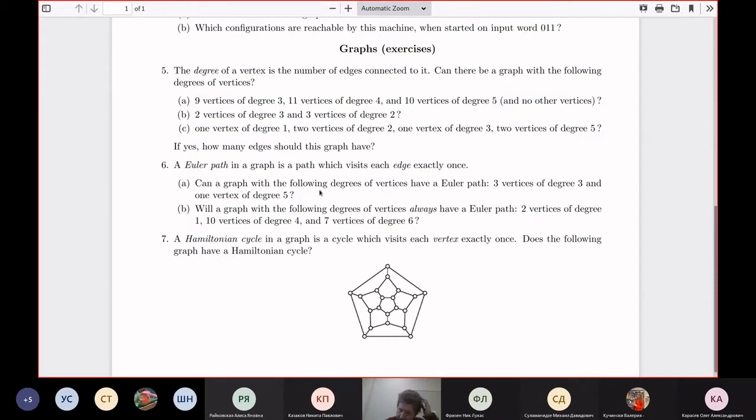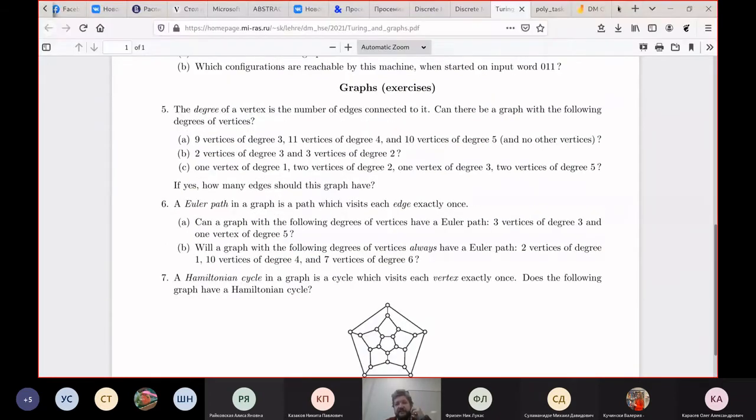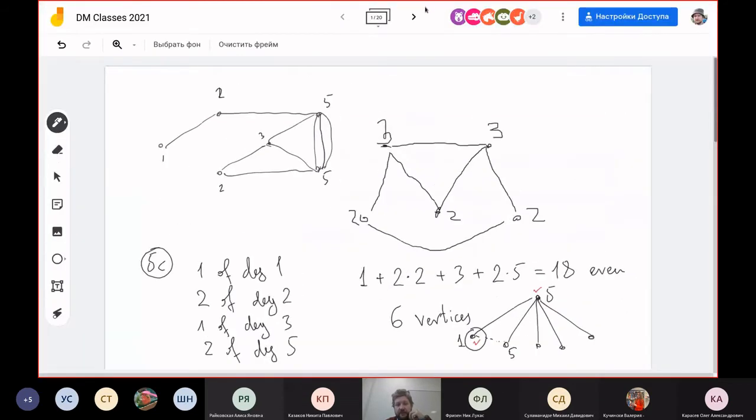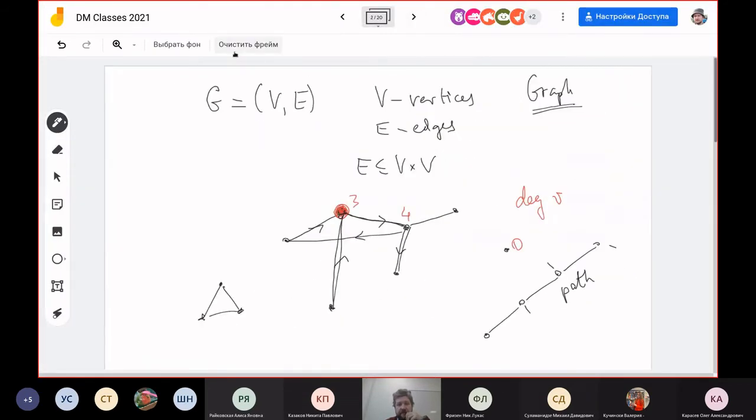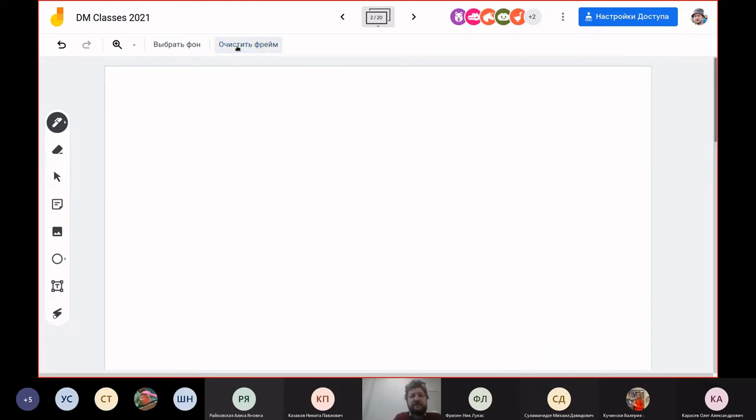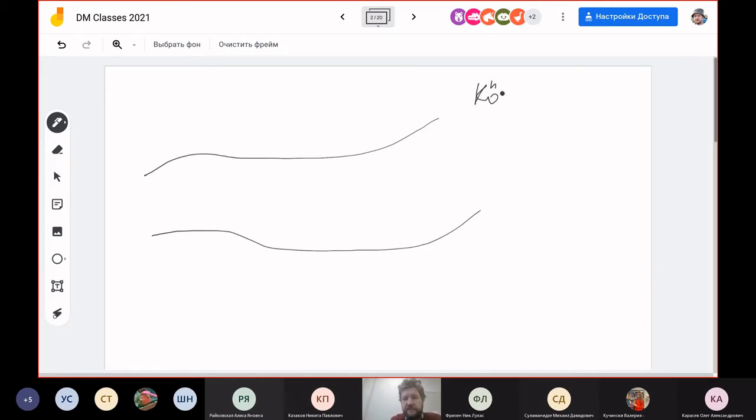Otherwise it's non-existent, and actually 6A is the classical multigraph of Euler, and I will try to draw it on the next frame, frame 2. So this is the classical problem of Königsberg. Königsberg is now Kaliningrad. It's original like that, so this is an umlaut here.